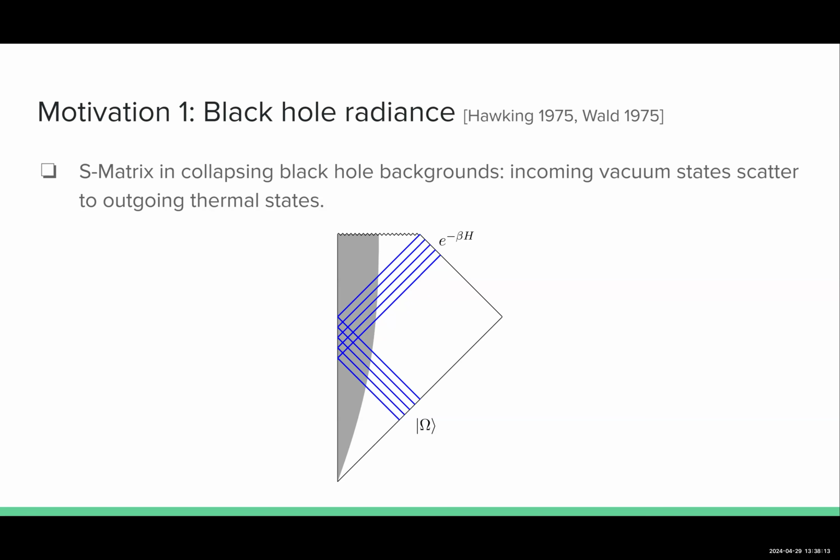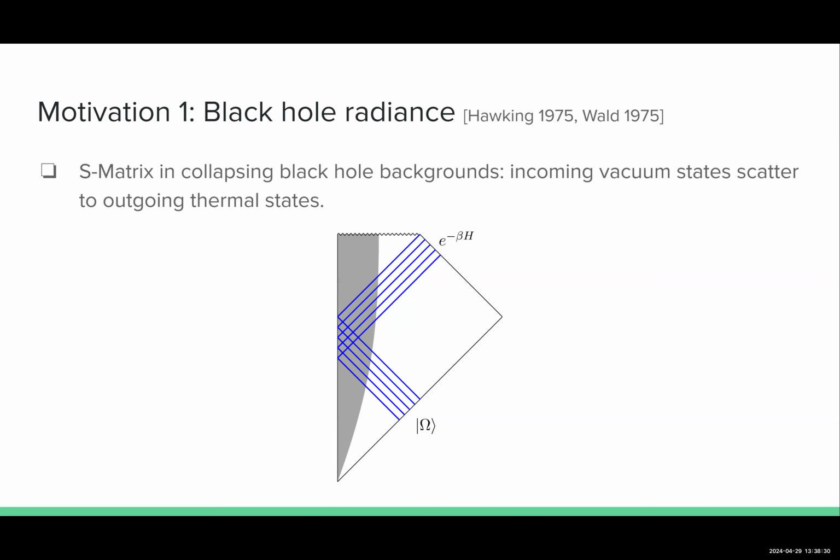And what you find, if you try to compute some sort of scattering process, is that a state that goes in as the Minkowski vacuum comes out as a thermal state. You find this, for example, by solving the free field equation in this background and seeing what happens to the solutions of the wave equation as they propagate.